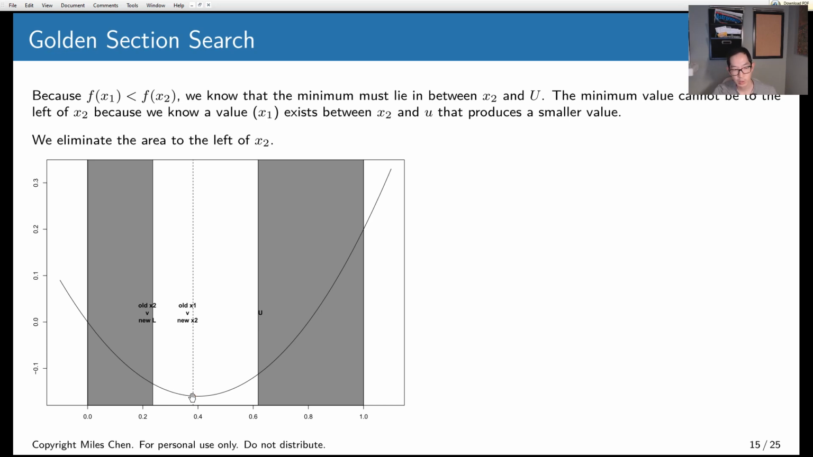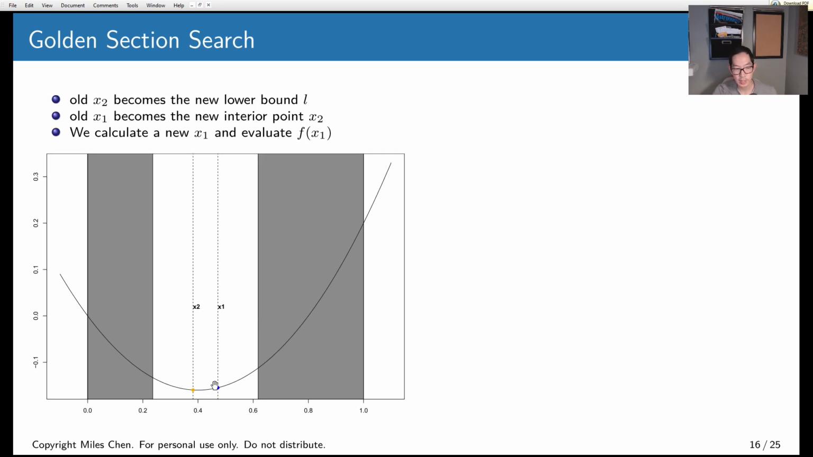And again, now I can reuse this value, right? This is going to become my new x2. And I'm going to have to calculate a new x1. So I'm going to have to calculate 0.618 of the way from here to here, and that's going to be my new x1 value. I'll calculate that, and that gives me this. This is slightly higher than this one, so we'll throw away everything to the right of this.